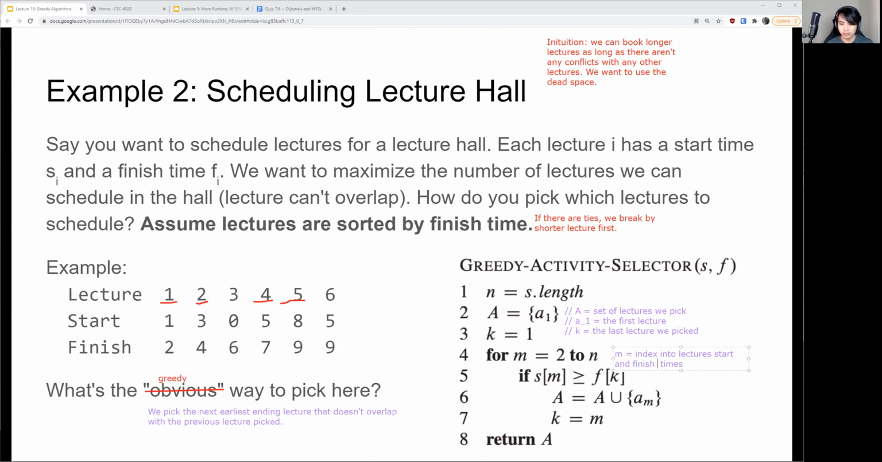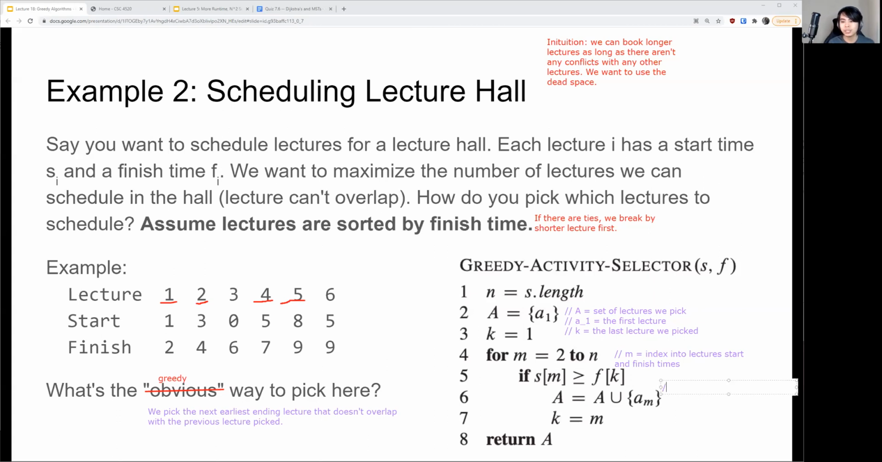Start and finish times, so an index into F and an index into S here. And we're saying that for all of the start times, we're going to look at the current lecture, see if the start time is after or equal to the end time of the previous thing we just picked. And if it is, we can add it to the set of lectures we're collecting, right?